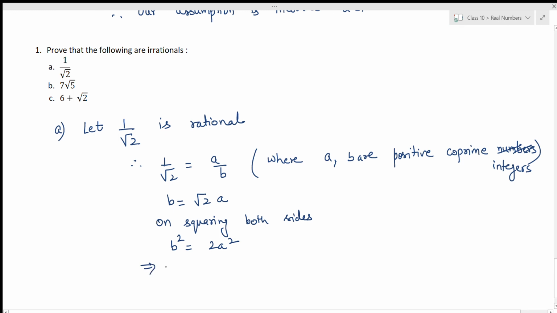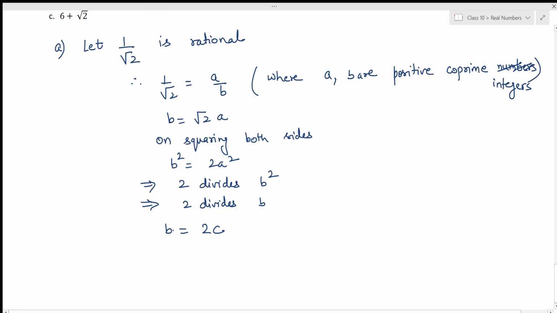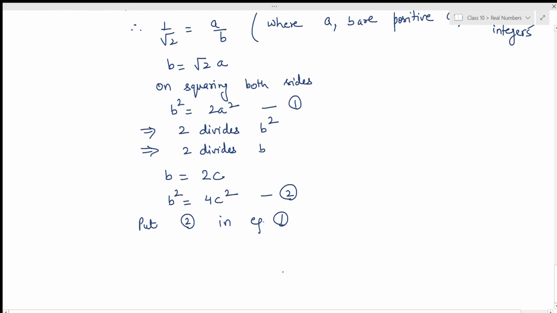Now this implies that 2 divides b square. This also implies that 2 divides b. Now let us assume that b equals 2c. So if b equals 2c, b square will be equal to 4c square. So again this is equation 1, this is 2. Put 2 in equation 1. So what will I get? I will get 4c square equals 2a square. So this cancels out, you'll get 2. So a square equals 2c square.